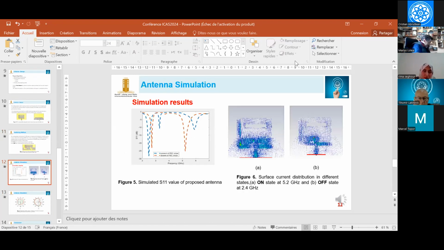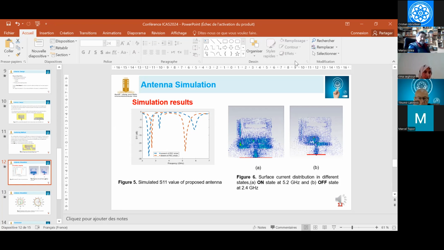Let me show the simulation results. This antenna shows a good return loss at 2.4 and 5.2 gigahertz. The surface current for the two frequencies, the surface current distribution of the radiating patch also changed, which demonstrated how the reconfiguration affected the current distribution on the edges of the patch.